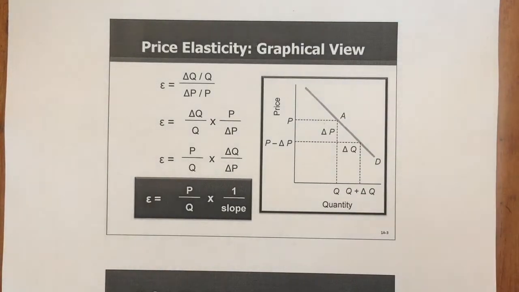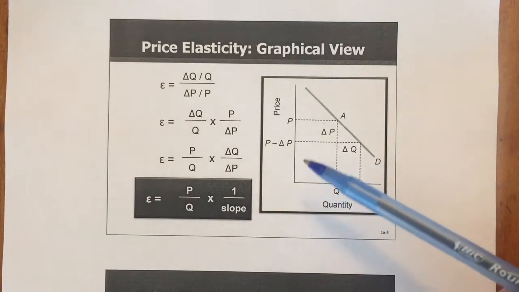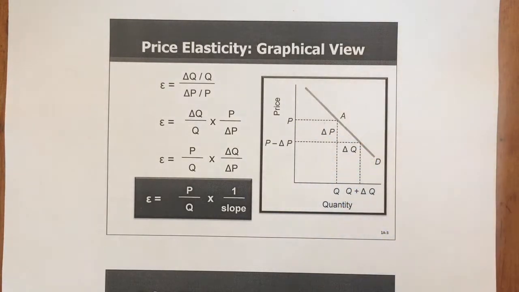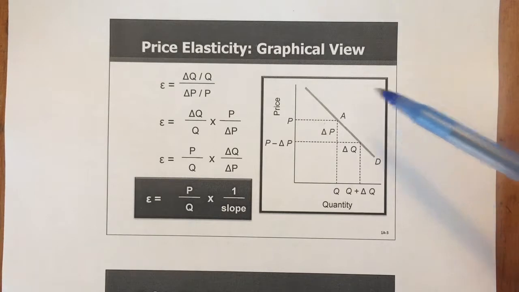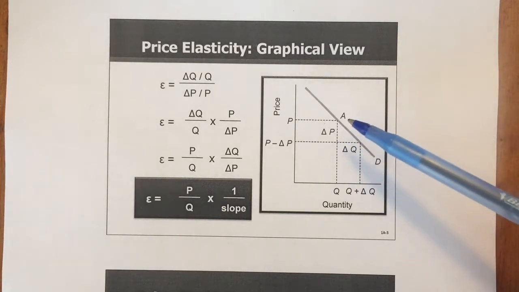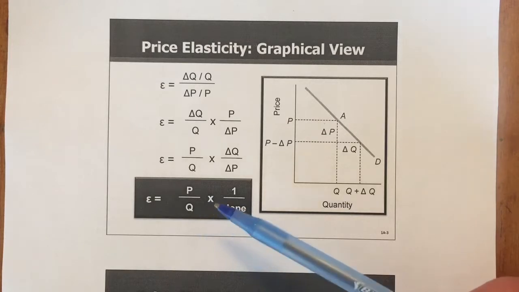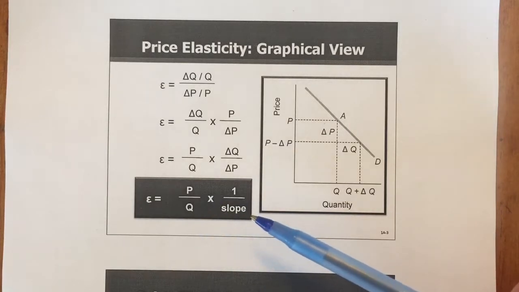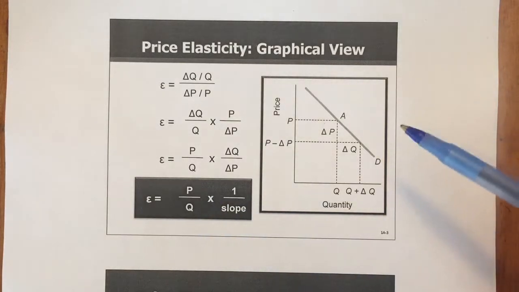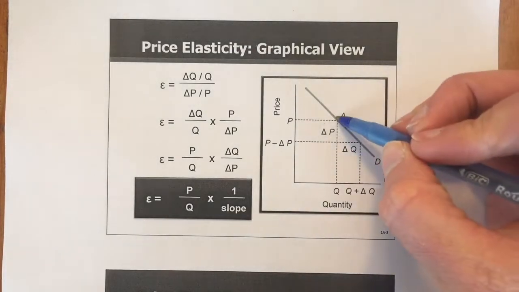All right, so here we have our demand equation represented by our typical price-quantity relationship. Again, the demand curve has a negative slope. And so we're going to show how to calculate elasticity just by looking at some point of price and quantity and its relationship with the slope. So we begin right here.